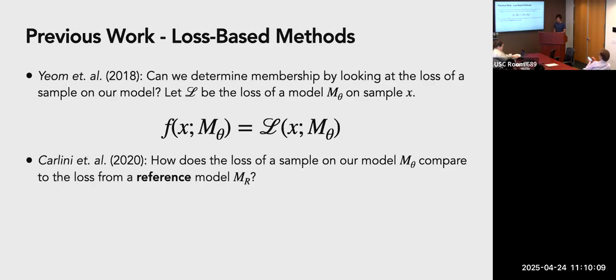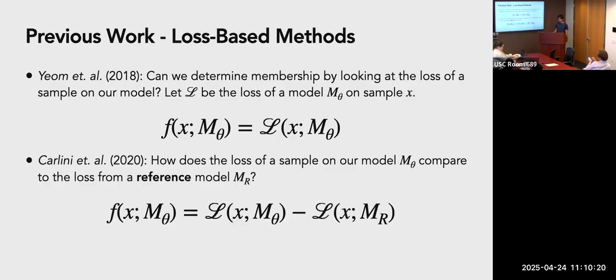We also have a follow-up to this idea from Carlini in 2020, which asks how the loss of a sample on our model M sub theta compares to the loss from a reference model M sub R. The intuition is that we assume our reference model is a smaller general purpose language model, which has diminished memorization capabilities. That's a field assumption that people make: it's a general purpose language model, which is smaller, so it doesn't memorize.